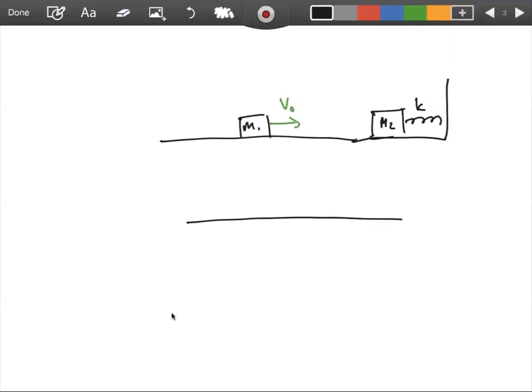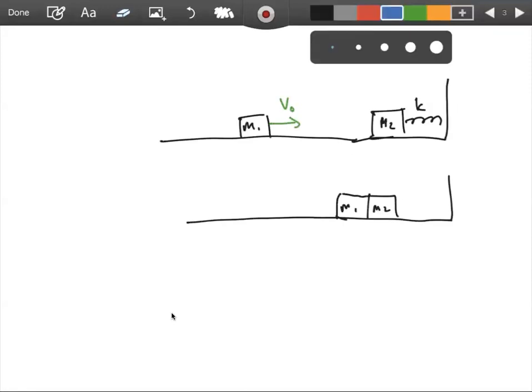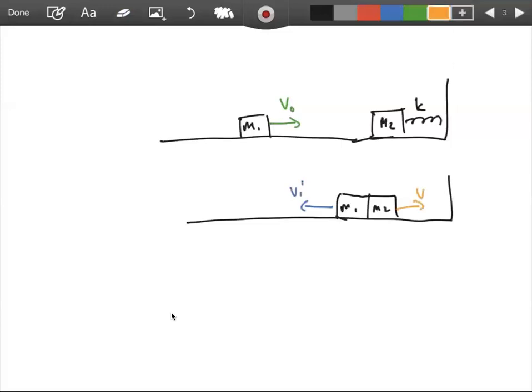So the next part is going to look like this. I'm going to have M2 here again, and then M1 hitting here, so that under the elastic collision, this one's going to bounce off in this direction with a V1 prime. And then this one is going to start moving in this direction with V2 prime.